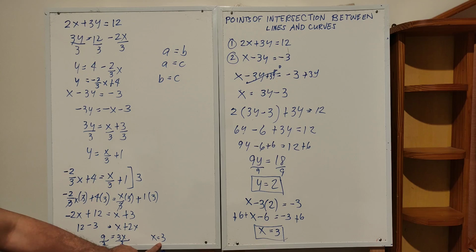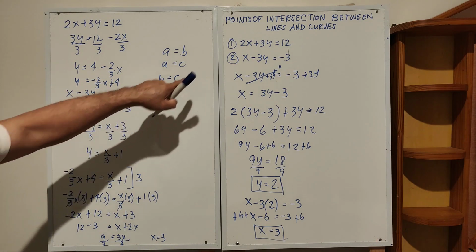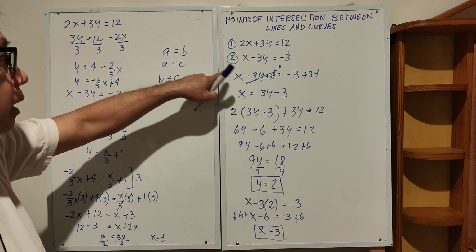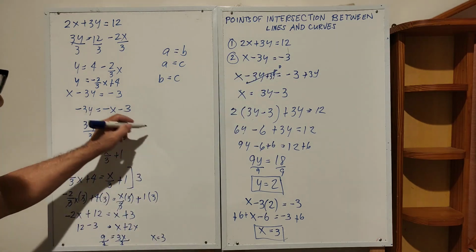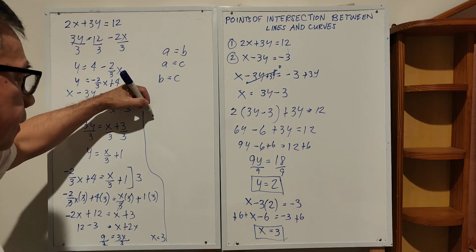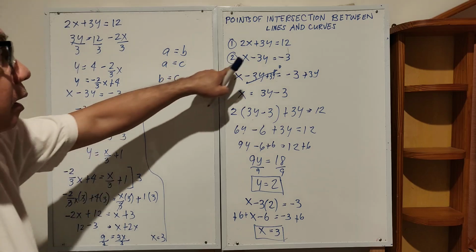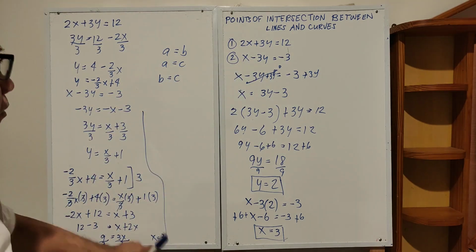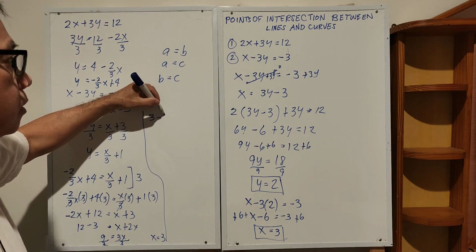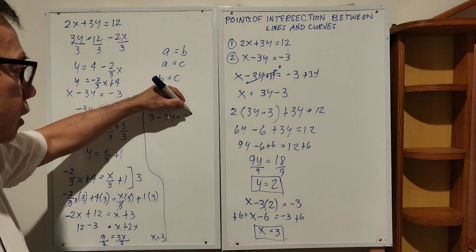And then we use x is equal to 3 in either equation 1 or 2. I think this is an easier one. So instead of x, we use 3. So 3 minus 3y is equal to negative 3.